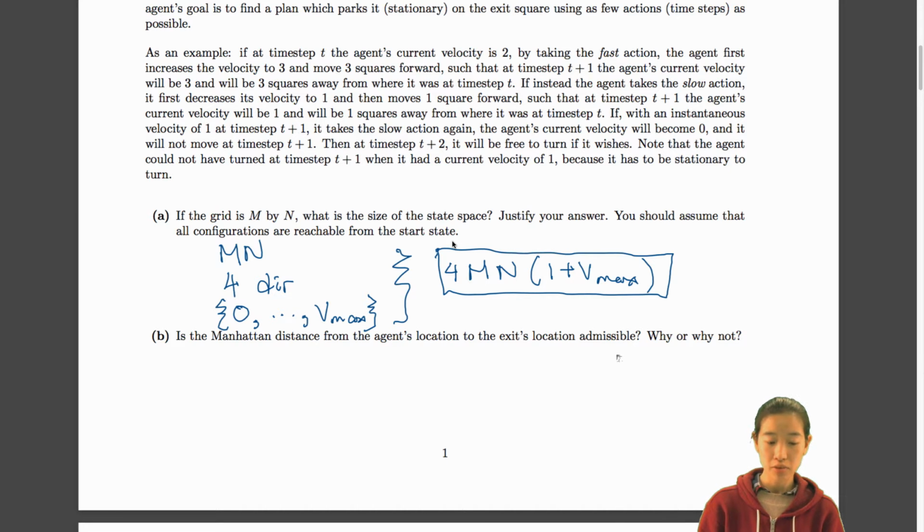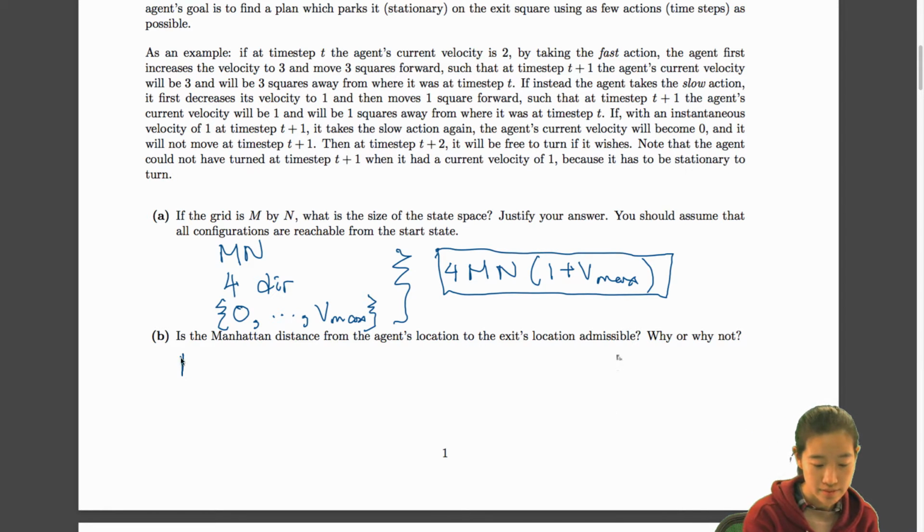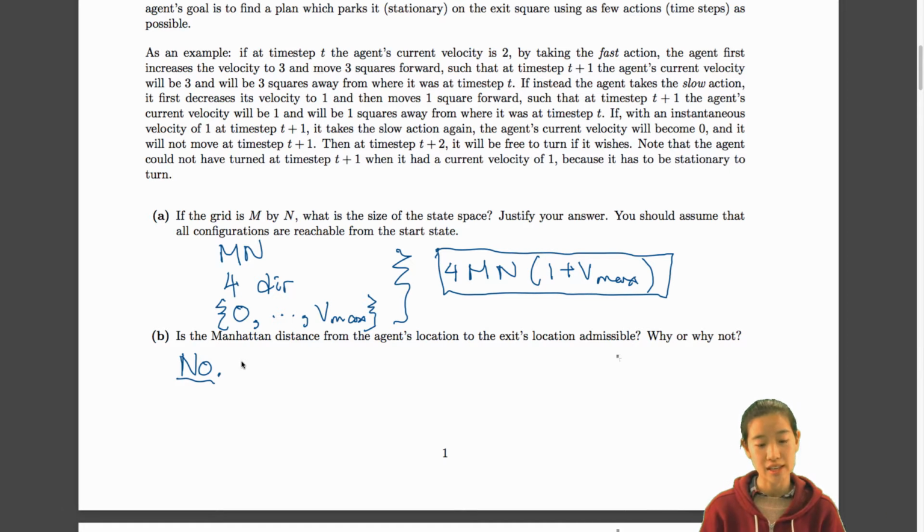Okay, moving on to part B. It's asking us to identify if a certain heuristic is admissible. So what they want us to identify is the Manhattan distance. So is the Manhattan distance admissible? In some of our problems we saw that it was, for example, Pac-Man search. But in this case it is actually not admissible, because of the situation where this agent, the car, can both accelerate and decelerate.